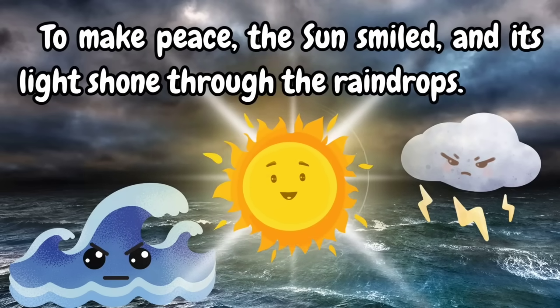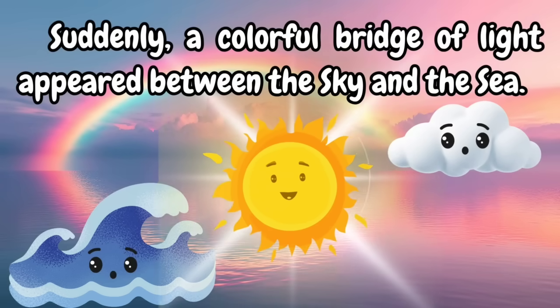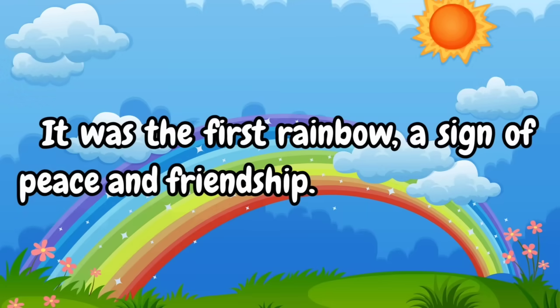To make peace, the sun smiled, and its light shone through the raindrops. Suddenly, a colorful bridge of light appeared between the sky and the sea. It was the first rainbow, a sign of peace and friendship.